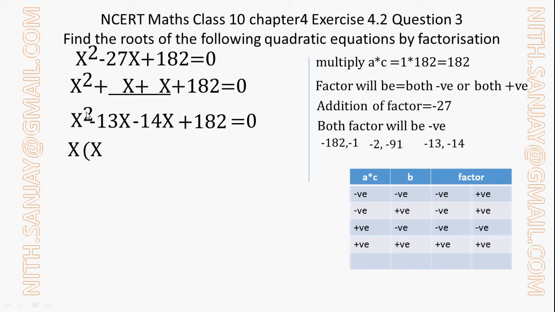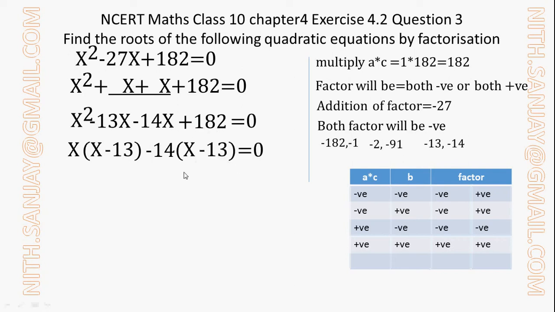If I take x common from x square, I will be left with x, and if I take x common from minus 13x, I will be left with minus 13. Now I have to take something common from these two terms in such a way that inside, x minus 13 is left. So if I take minus 14 common, I will be left with x, and if I take minus 14 common again, here I will be left with minus 13. So I take minus 14 common from these last two terms, right? Inside I am left with x, because if I remove minus 14 from minus 14x, I will be left with x, and if I remove minus 14 from 182, I will be left with minus 13.